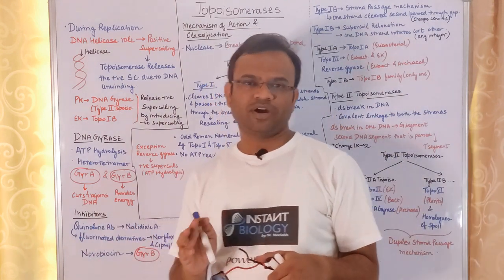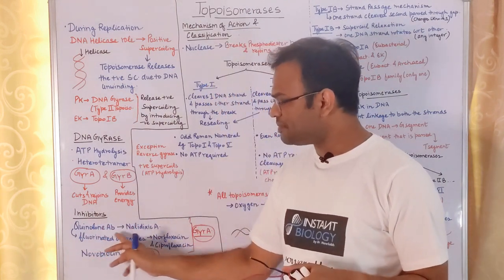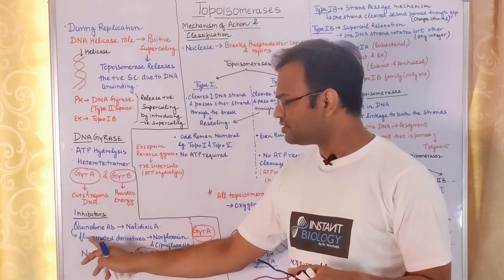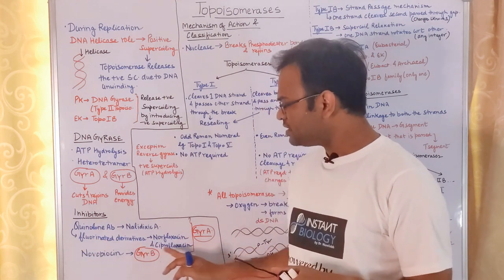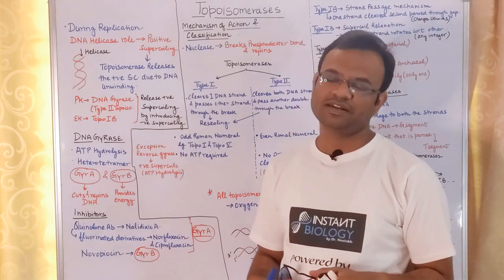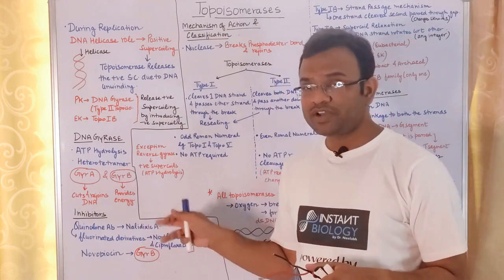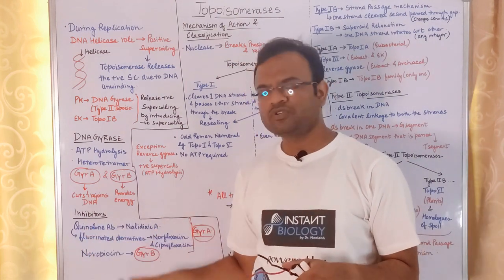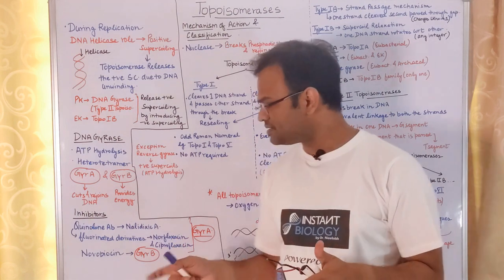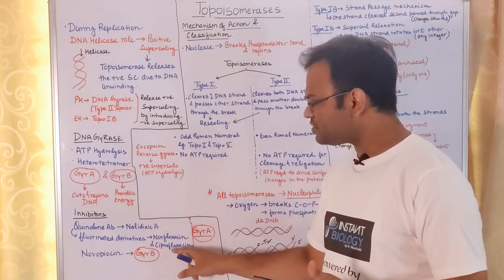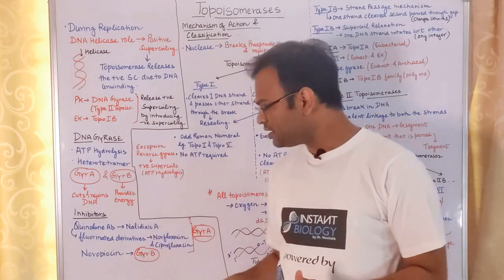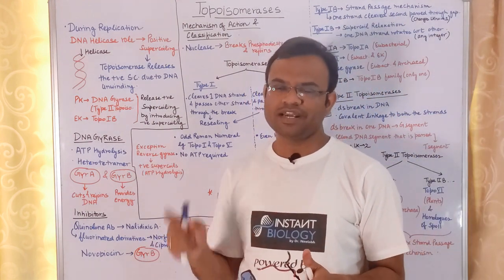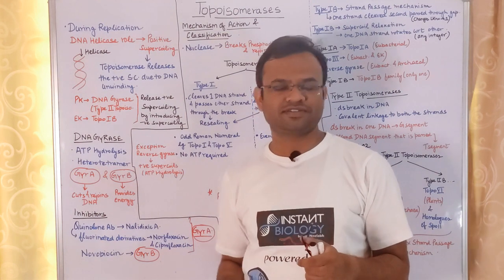The quinolone antibiotic, the example is nalidixic acid, and derivatives of this quinolone antibiotic are the fluorinated derivatives. The examples are norfloxacin and ciprofloxacin. So the fluorinated derivatives of quinolones are norfloxacin and ciprofloxacin, and the normal quinolone antibiotic is nalidixic acid. All of these three antibiotics inhibit the Gyrase A subunit. Now again, what does the Gyrase A subunit do? It cuts and then religates the strand.